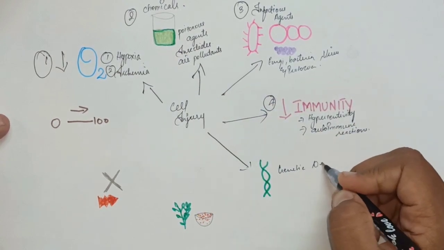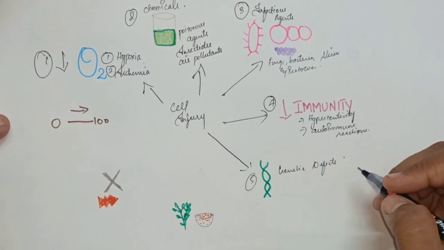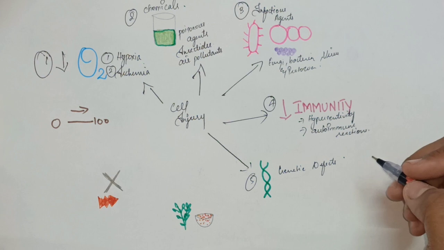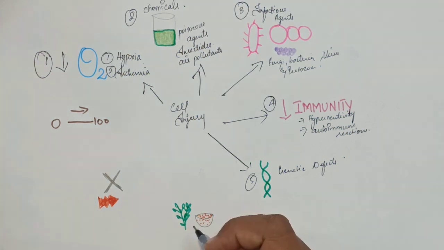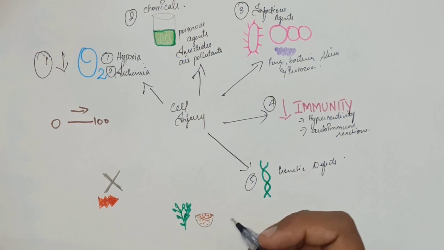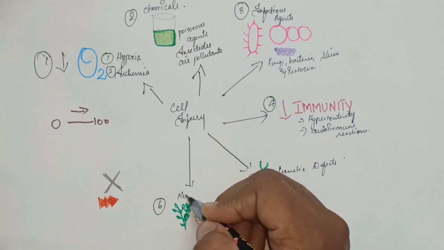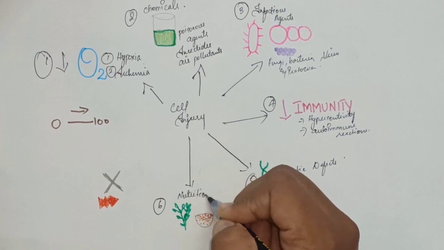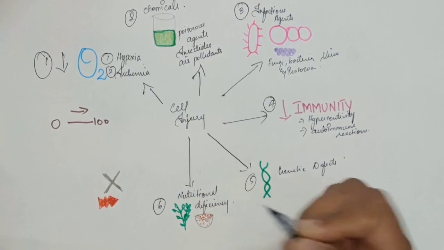Genetic defects, for example Down syndrome, sickle cell anemia and all, the gene will cause the damage to the cell. Okay, so the genetic issues will also result in the tissue damage, cell damage or cell injury. Okay, let's move on to the sixth, that is your nutritional imbalance. Nutritional imbalance like protein or vitamin deficiency will land up in cell injury.